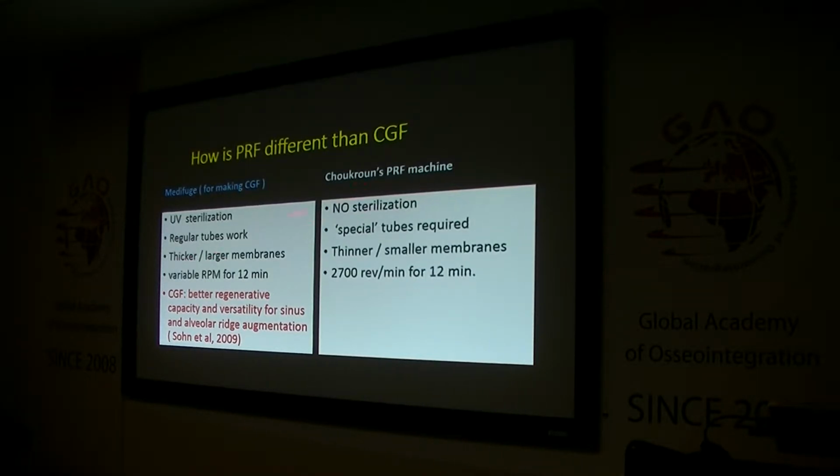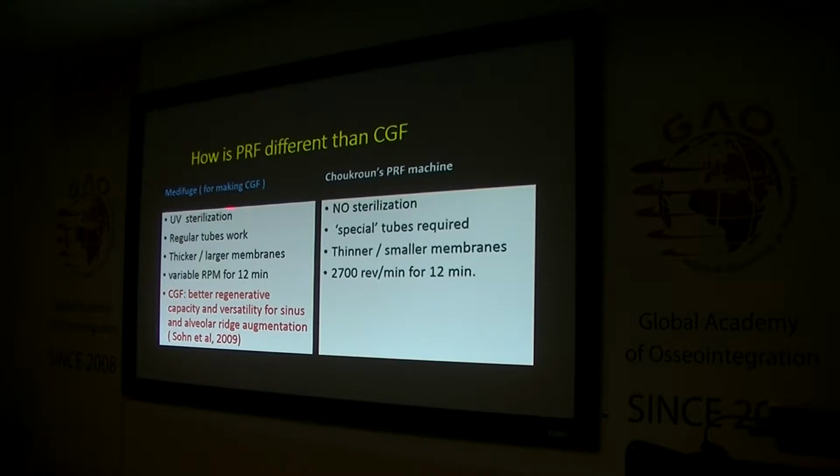I have both machines, and I find that the membranes are thicker. It has to do with the RPM, because there's a variable RPM here. With this one, typically, depending who you talk to, they say spin it at 2700 revolutions per minute for 12 or 13 minutes. Some people say it's at 3200 RPM. Very confusing. I don't like that.